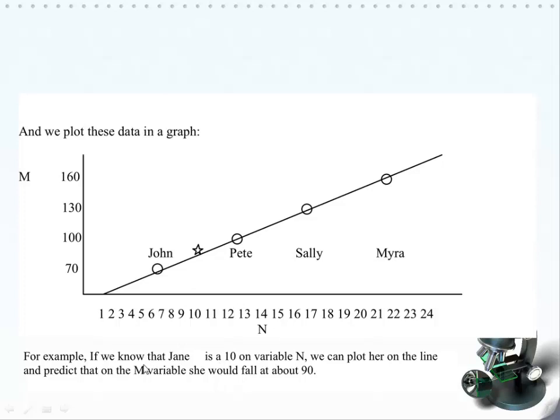But the idea is, once we have this line of best fit, if I have data on another person, so now we're joined by a 5th person, we'll call her Jane, and we know one score for Jane. We know that Jane has an n of 10. So she's a 10 on the n variable. If we plot her on our line of best fit, right at the 10 for the n variable, then we can go over to the m variable, the corresponding point on our line of best fit, and make an estimate that she's probably going to be around a 90 on the m variable.